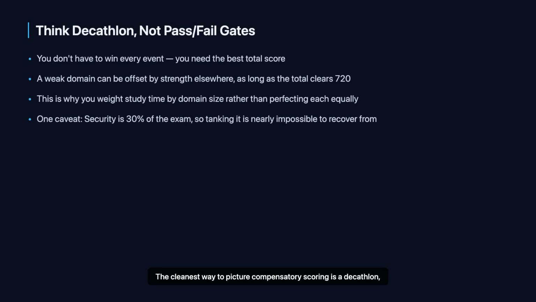The cleanest way to picture compensatory scoring is a decathlon, not a series of pass-fail gates. A decathlete doesn't have to win every event. They just need the best total across all of them. A weak 100 meters can be offset by a strong javelin throw. Same idea here. A shaky domain won't sink you as long as your overall score clears 720. And that's exactly why you should weight your study time by how big each domain is, rather than trying to perfect all 4 equally. One honest caveat though, security is 30% of the exam, so while you can be weak somewhere, tanking security is nearly impossible to recover from. Weak is survivable, abandoned is not.